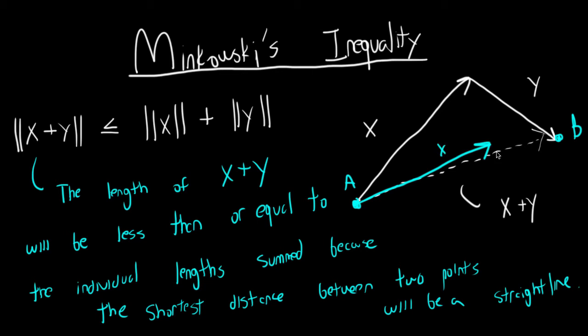So say this would be x and this would be y. Then the norm of x plus y will be the same as the norms of the vectors individually added together. In any other case, if they're not pointing in the same direction, you won't get the best answer, which is why the norm of the sum is always less than or equal to the sum of the separate norms. That's essentially why this is the case.